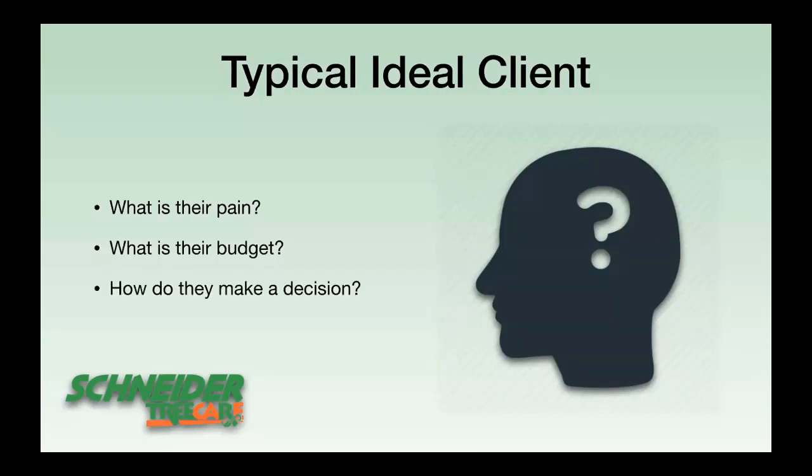Do they have the money to be able to pay for your services? And how do they make a decision? Are they the only person on the site that makes the decision, so they can say, we can absolutely make this decision today, I'll sign on the dotted line? Or do they have to go back and talk to their board members and say, we can't approve this kind of service until we go back to the board and everybody approves it? So figuring out those three things is the biggest thing that makes up your ideal client. What is their pain? What is their budget? And how do they make a decision?